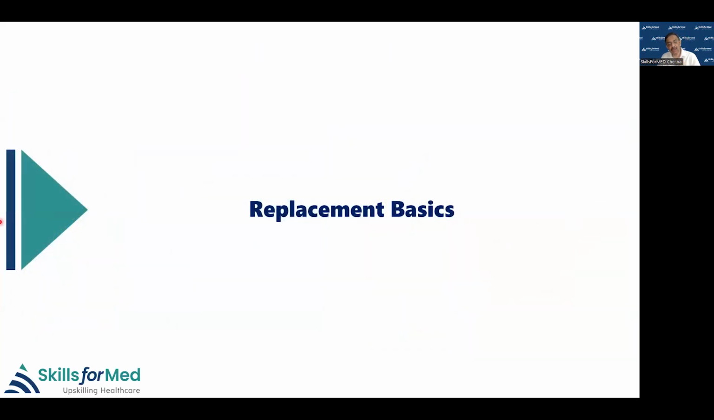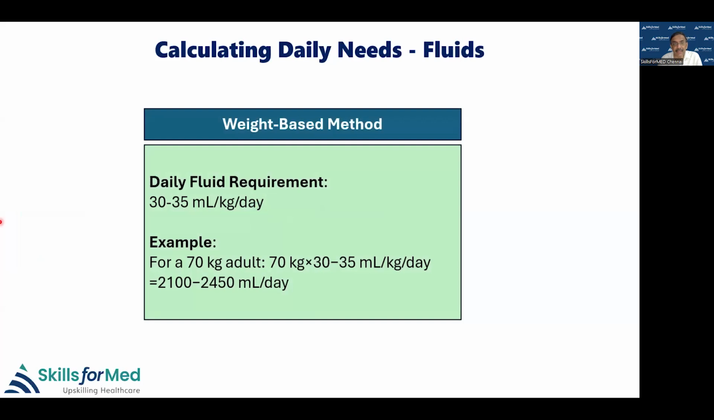Now, let's talk about the basics of replacement. As I told you, as a surgeon, I'm more interested in replacement. And I think as with any common conditions in the hospital, this is the first thing you have to deal with. For the more complex conditions, you can always get expert advice, because if you do this, the patient will be alive for the expert to come. So that's important.